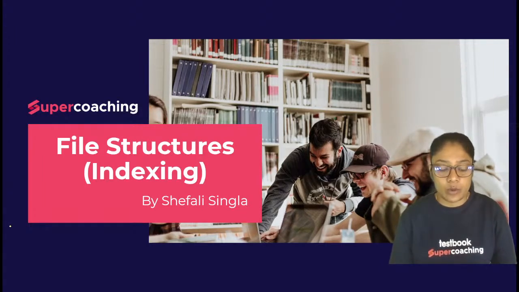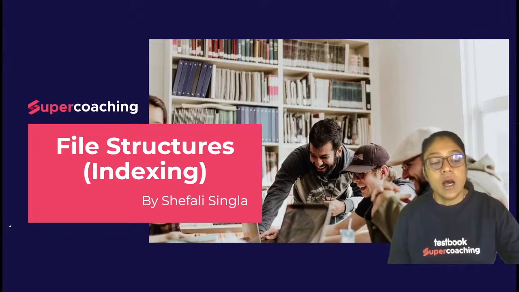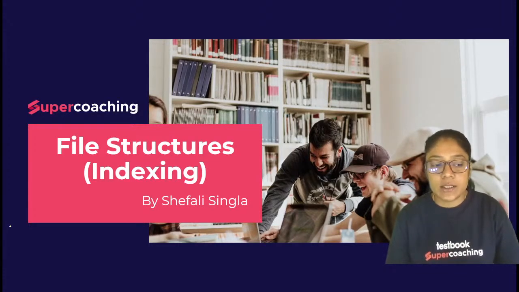Indexing. So, we are going to start with our file structures. Those who have joined the session, guys, quickly give me the confirmation and then we'll start with indexing.